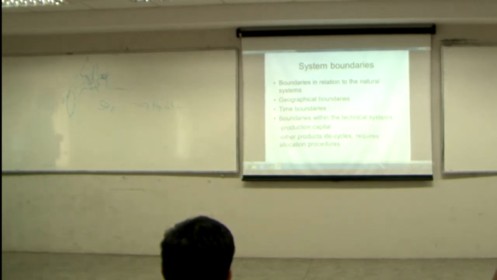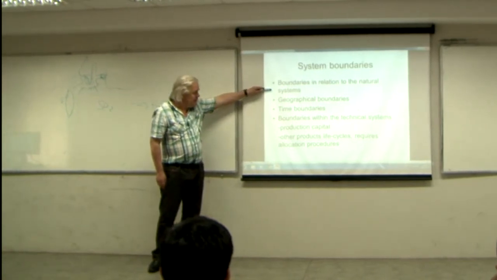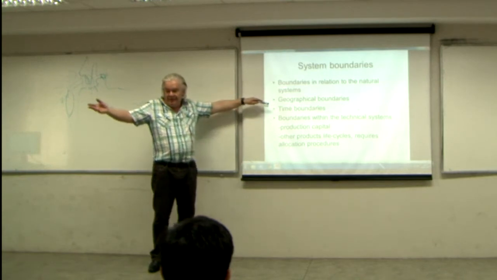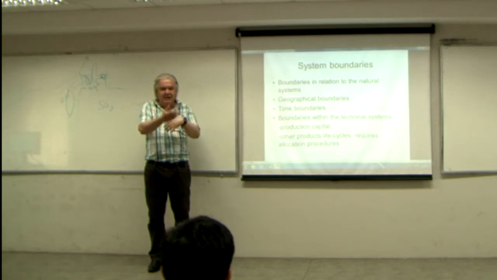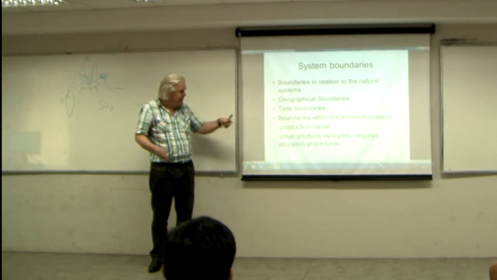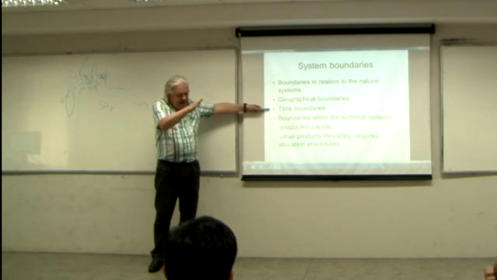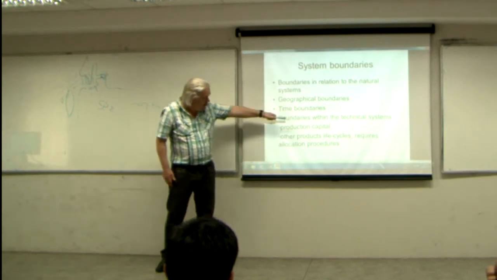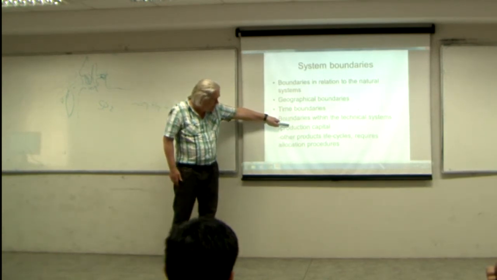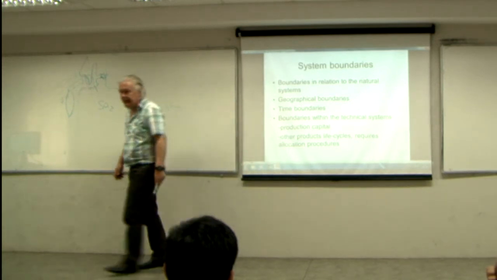System boundaries, of course, we have to reflect on. Boundaries related to the natural system. Geographical boundaries: there is no big problem with acid winds. So therefore, of course, we have to reflect on where we are. Time boundaries: some pollutions decline relatively fast. Boundaries related to the technical system, other product life cycles, allocation problems.